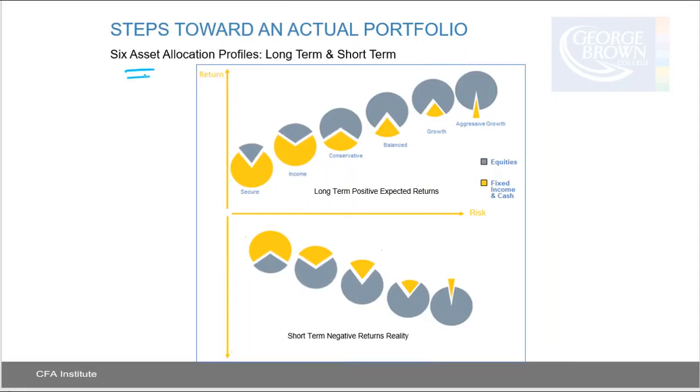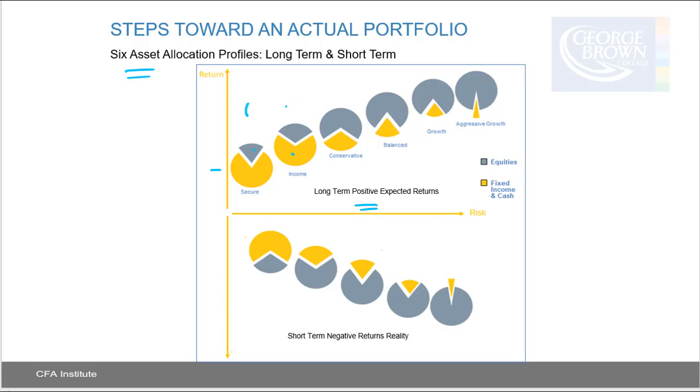So what this graph is showing is 6 asset allocation profiles, okay? And this is actually something from RBC Dominion Securities in Canada, and it's showing 6 broad types of portfolios. The first one is secure. So you can see a secure portfolio, low risk, fairly low return in terms of its expectations. It's made up principally of fixed income and cash, and a much smaller proportion allocated to equities.